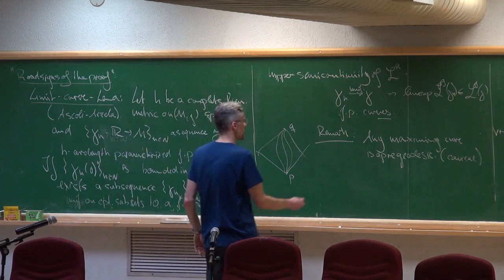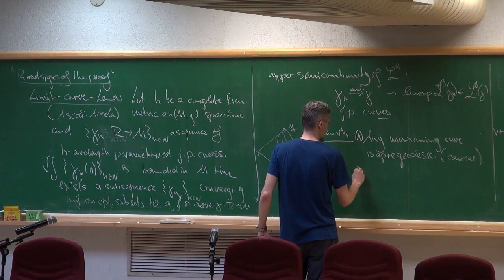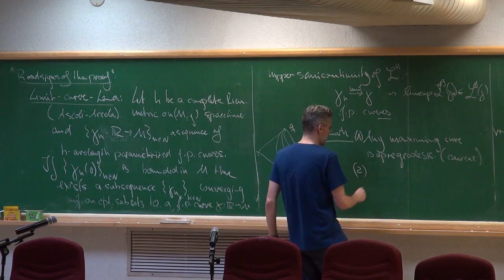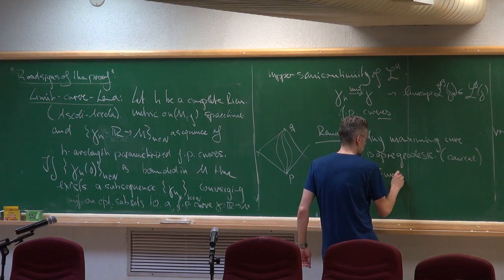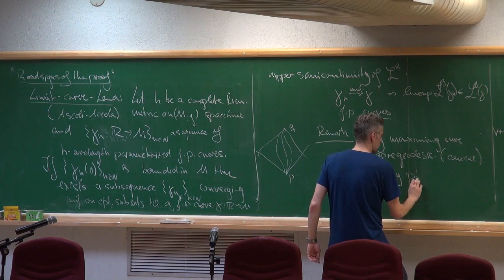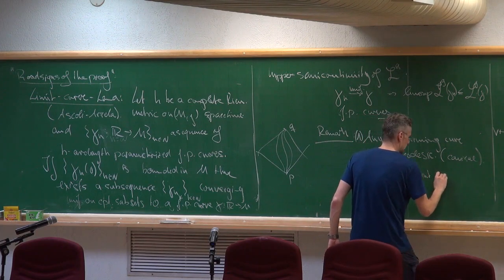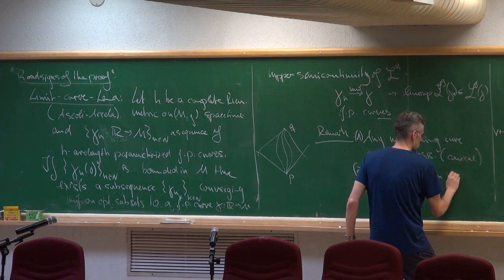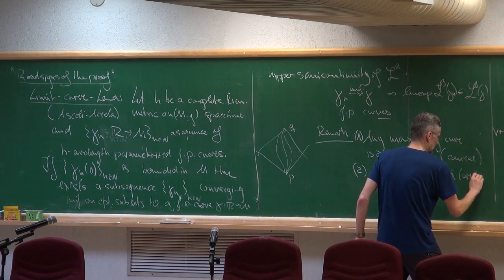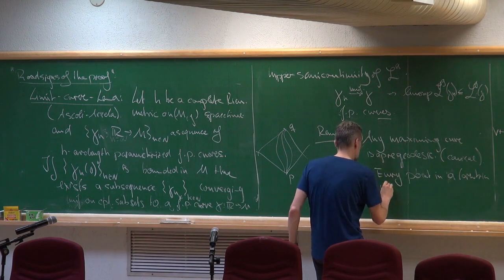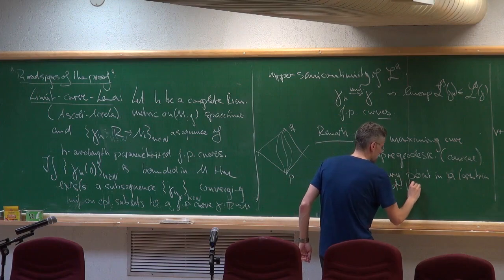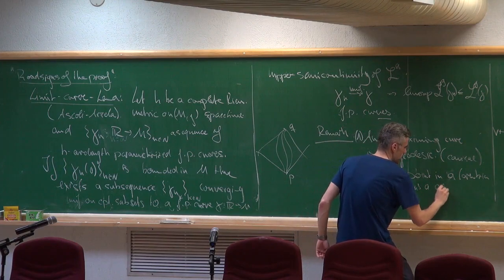That is maybe the first remark. And the second remark is: every point in a Lorentzian manifold has a globally hyperbolic neighborhood.